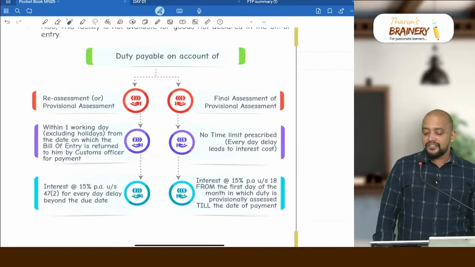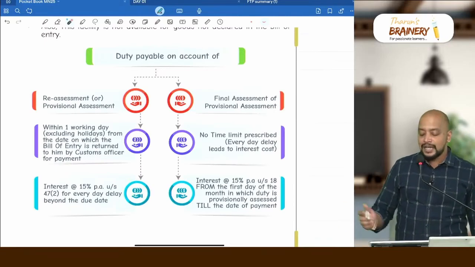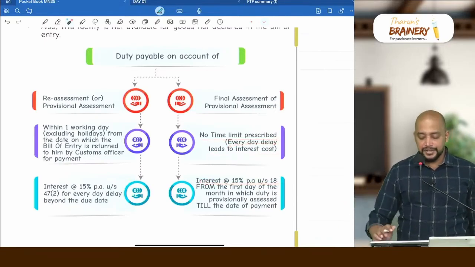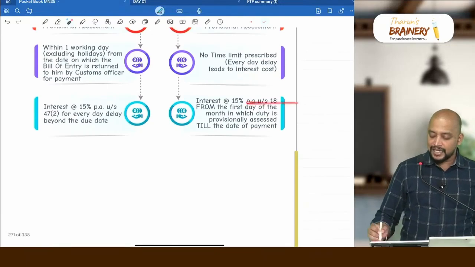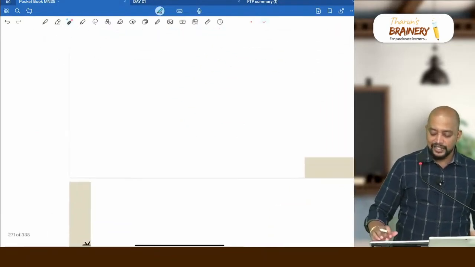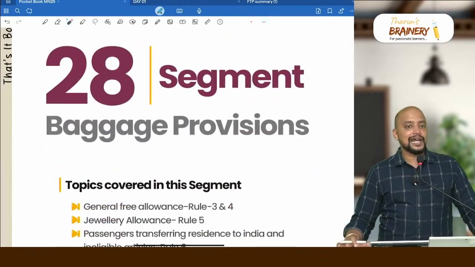Suppose if there is any finalization of assessment, so differential duty that just now we discussed, at the rate of 15%, no time limit, every day delay leads to interest cost, 15% per annum under section 18, from the first day of the month in which duty is provisionally assessed till the date of payment. So this is about the procedures under customs.